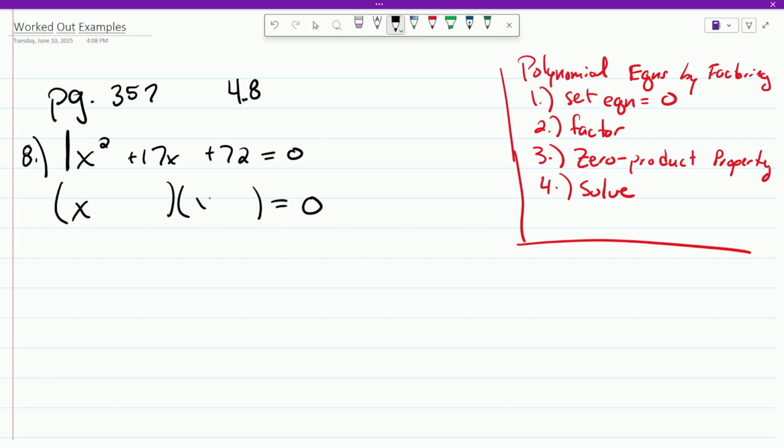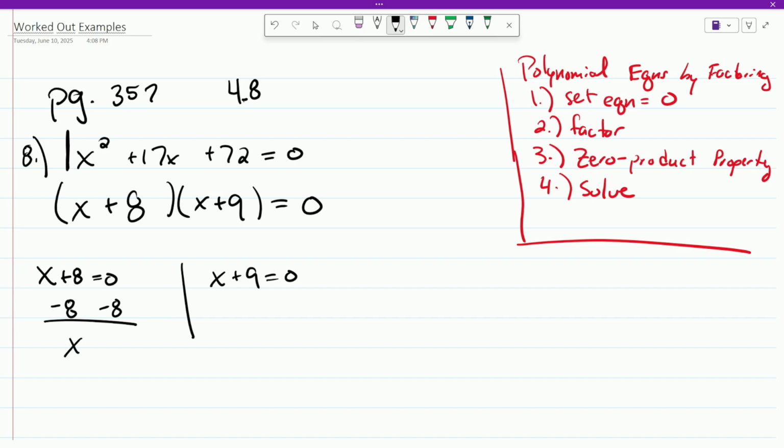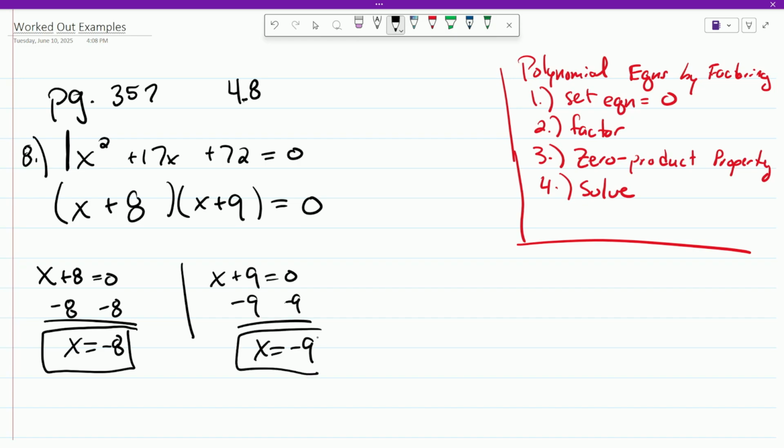So we're going to put an x and an x. We do our signs next. We need the factors of 72. And in this case, those factors are going to be 8 and 9. All right. 8 times 9 is 72. 8 plus 9 is 17. So this works. Step number 3 is the zero product property. So we set each one of these factors equal to 0. And then we just subtract 8 from both sides. For our first solution is x equals negative 8. For the second solution, we get x equals negative 9.